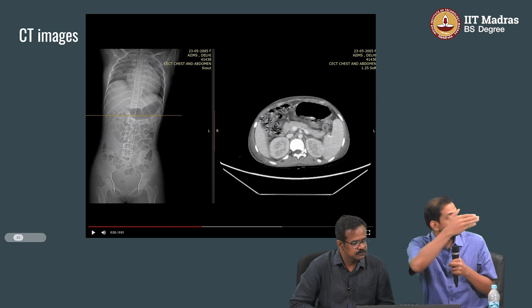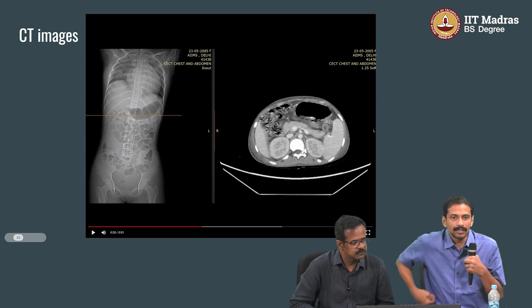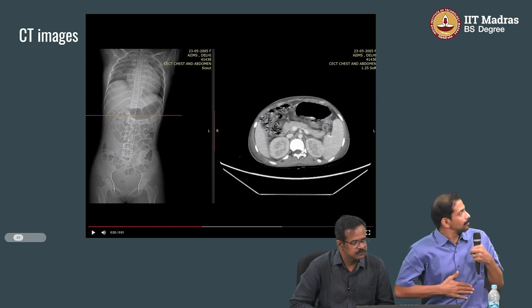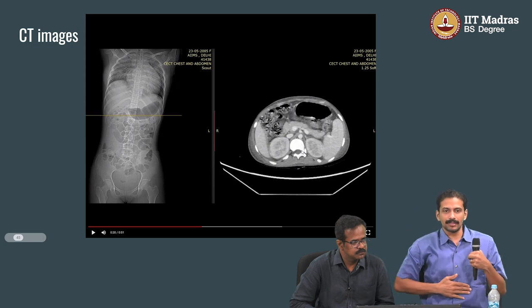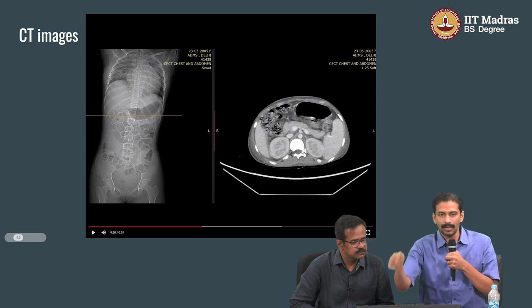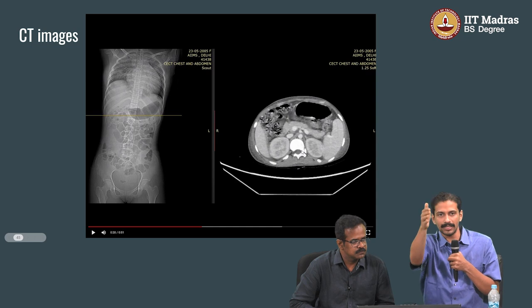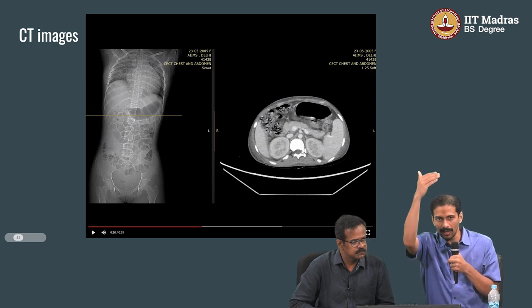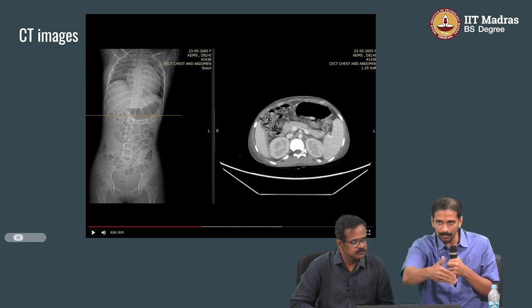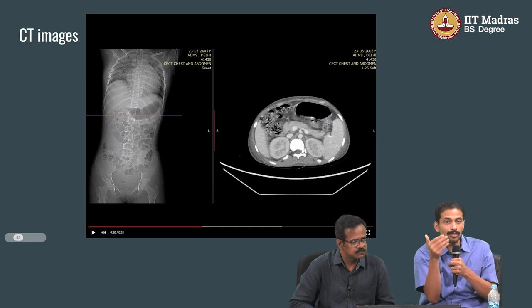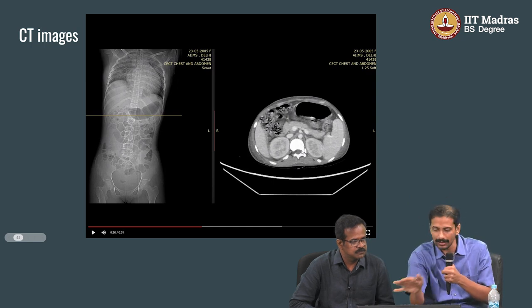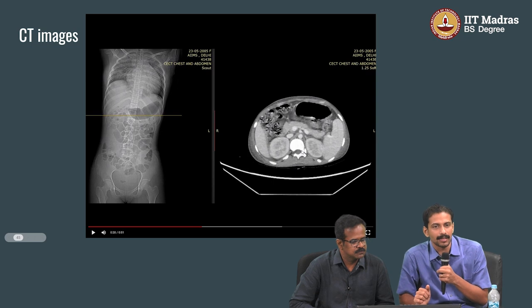The patient is lying here, in a lying position. The vertebra is at the back, and the abdomen is in front. This is the abdomen, right? This area is in the front, the upper part. You can imagine that the patient is lying down, you have cut the patient, and you are seeing it from the toe end of the patient. That is how these images have to be looked at.